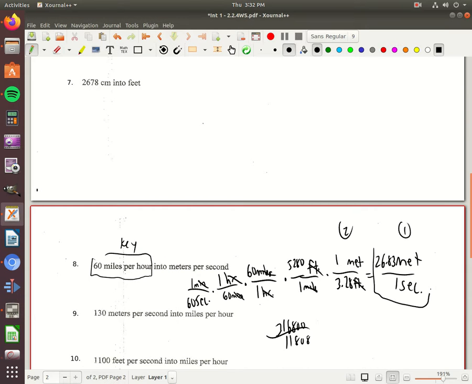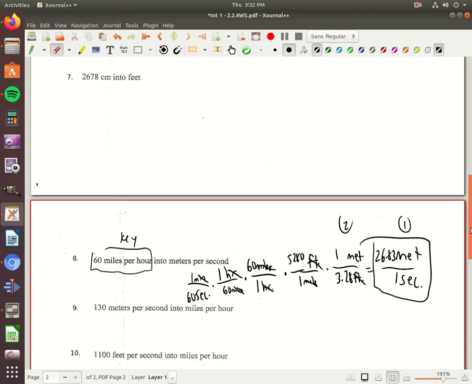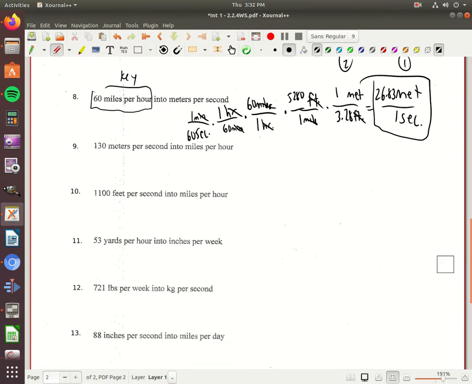26.83 meters per second is the same as 60 miles in an hour. So kind of a lot going on with that thing. A little bit tricky. So let's go ahead and look at another one of these things. And it's going to be the same setup again. Let's change 721 pounds per week into kilograms per second.